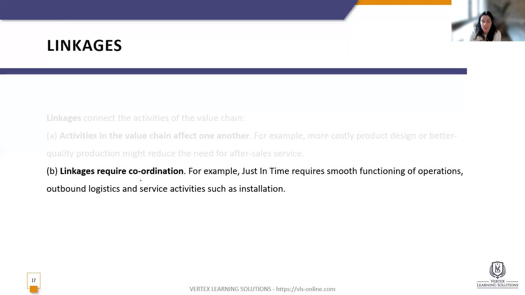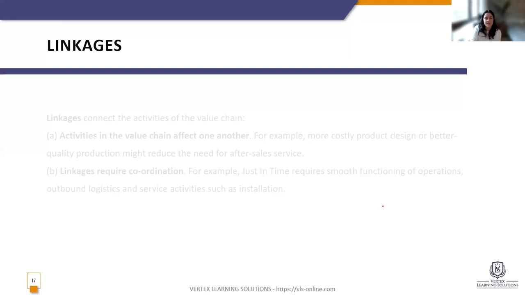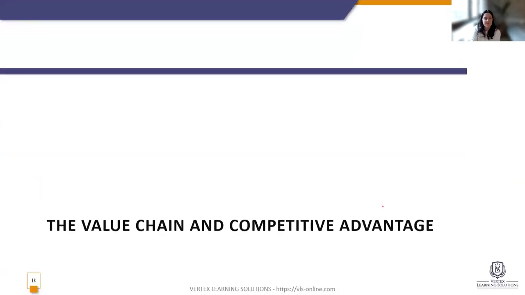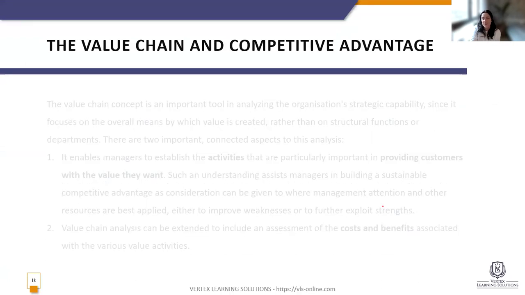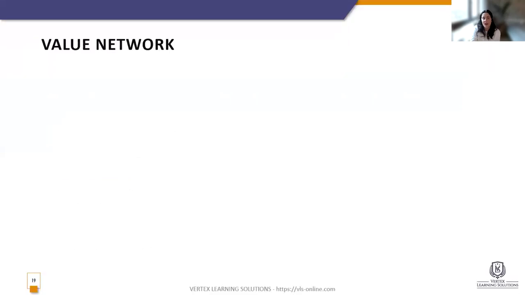But these linkages require coordination. So, in order to smooth the operations, we're going to talk about that later. So, no worries with that. And yes, the value chain will be needed in order to identify where to develop the competitive advantages. And the value chain, so the value that is going to be created, is actually created not only within the company, but also across the organizations that work together with the company.